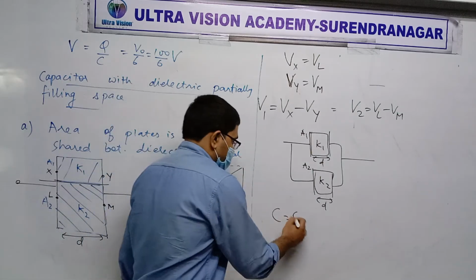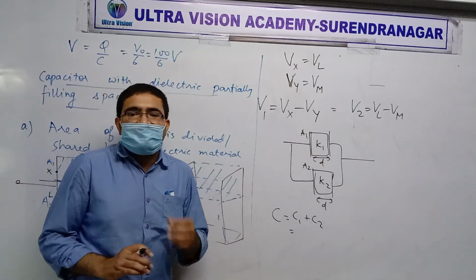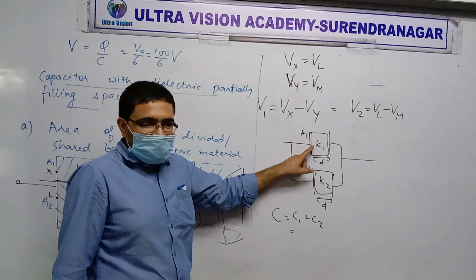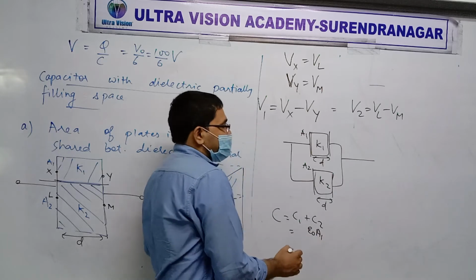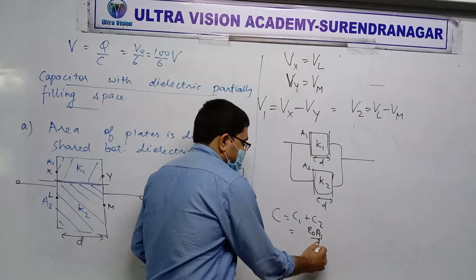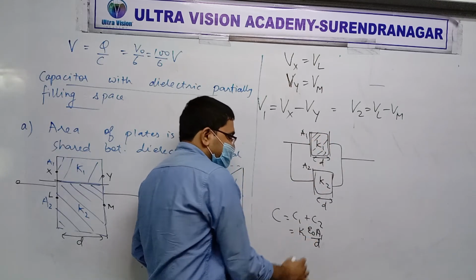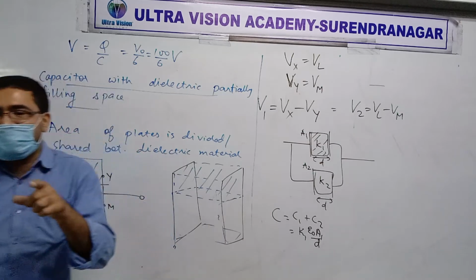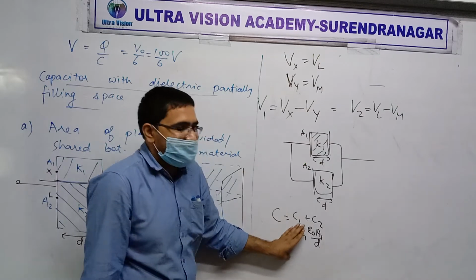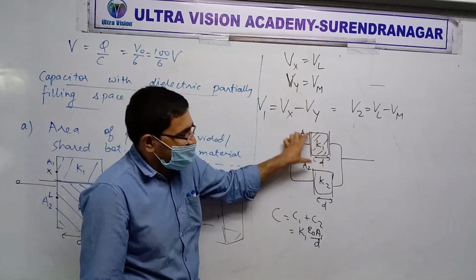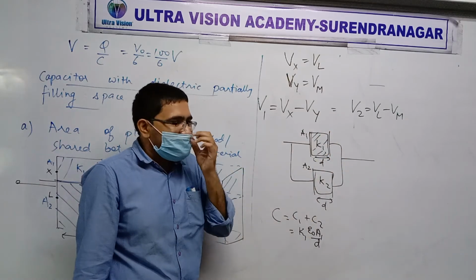C1 plus C2. Yes or no? Yes. Okay, C1. Look at this capacitor. What is its area? A1. What is the distance between the plates? D. But it is completely filled with K1, so convert by multiplying K1. Yes or no? Yes. What formula? C equal to K C0. Without this slab, it would have been epsilon 0 A1 by D. But because a slab is completely filling it, it is K1 into epsilon 0 A1 by D.